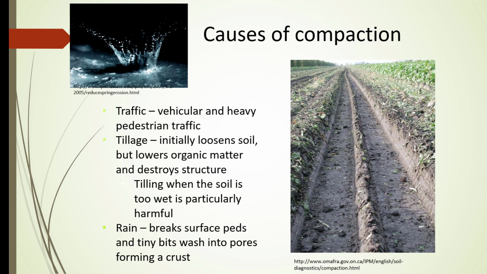So some of the causes of compaction include traffic, of course, heavy pedestrian traffic and vehicles, tillage, which can initially loosen the soil but lowers organic material, destroys structure, and of course tilling when the soil is too wet is particularly harmful. And then rain breaks apart surface peds and tiny bits wash into pores, forming a crust.